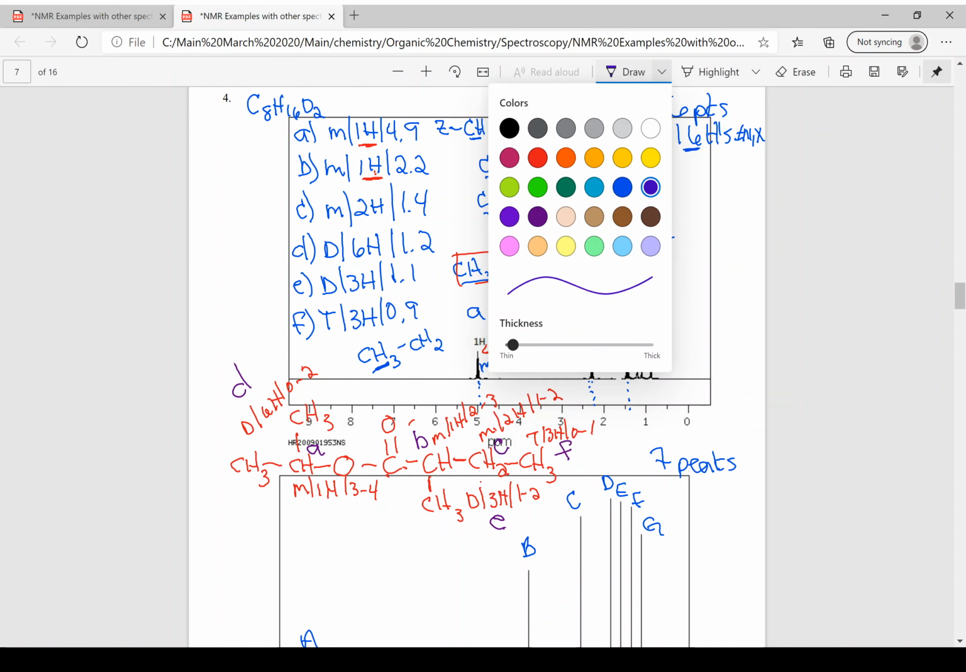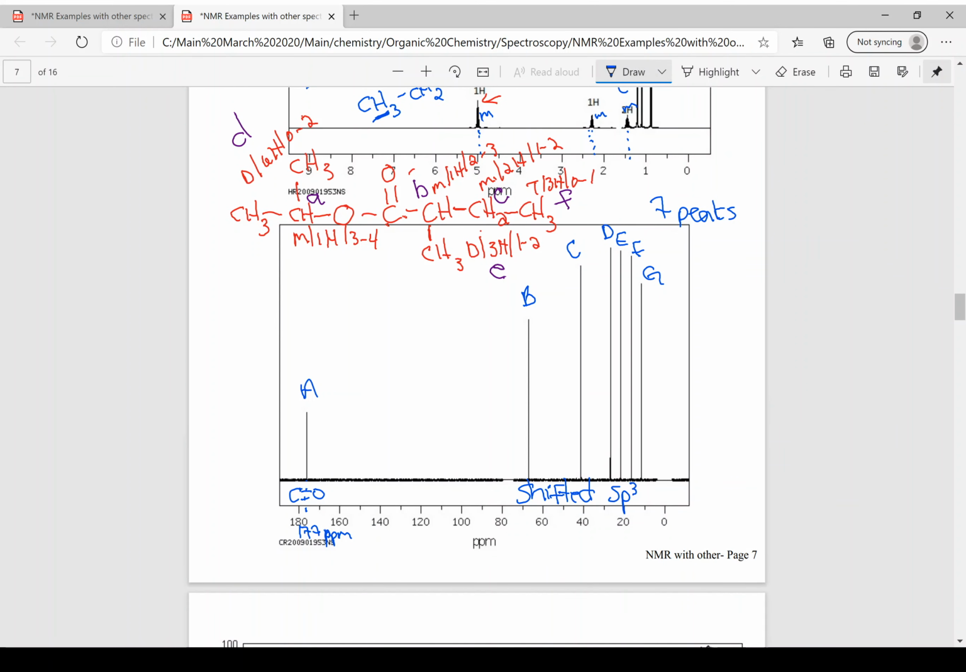Back to blue. And let's go down to our carbon 13. So we have a CH3, CH, CH3, O, C double bond O, CH, CH3, CH2, CH3. Well, this is definitely A right there. B will be my next furthest downfield, so I believe that one's going to be that one. C would be my next furthest downfield, so I would bet on that one. Now here, D, E, F, and G.